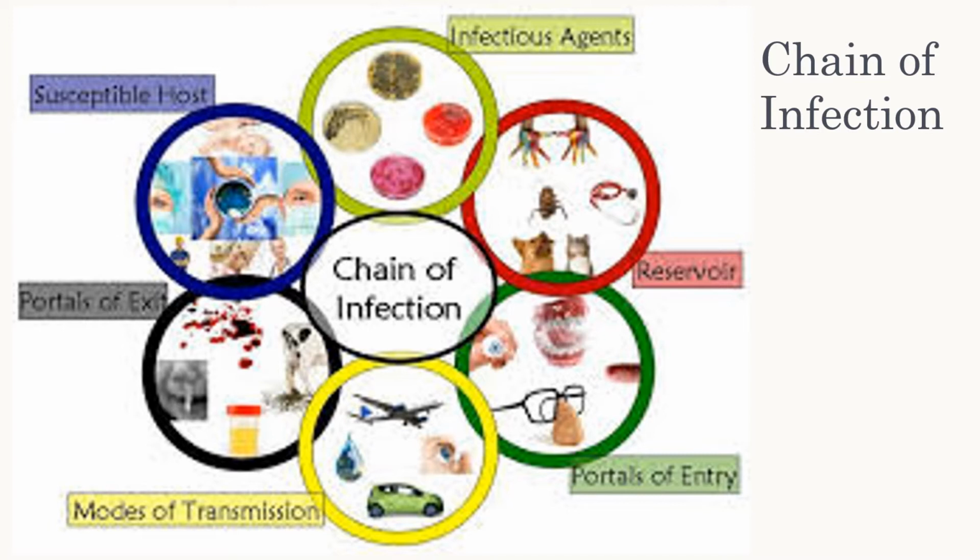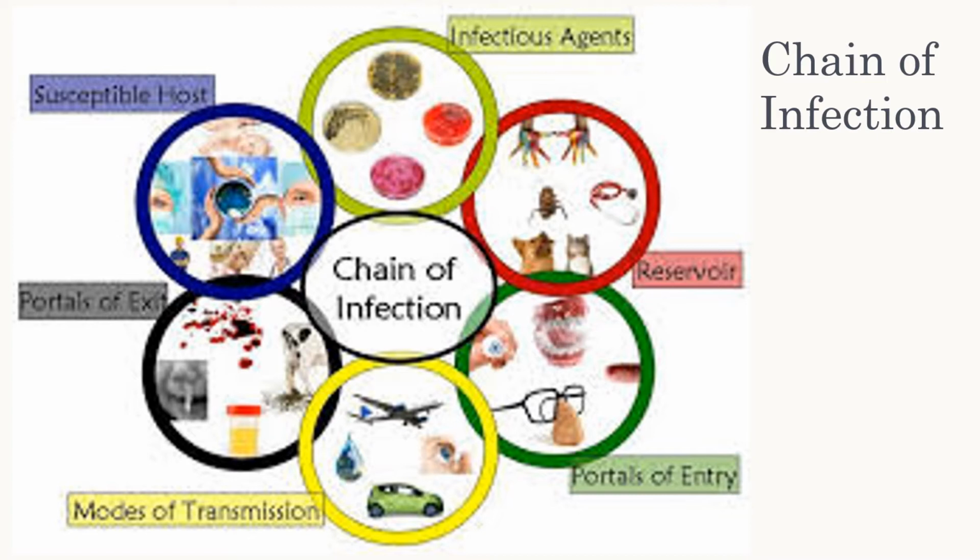Then you have your portal of exit. How does it get out of the body? That's going to be your body fluid. It's going to be blood. It's going to be sputum. It's going to be urine, poop, vomit, anything that carries any microbe out of the body is considered a portal of exit. So when you think about that, your portal of entry is almost the same as your portal of exit, except with your portal of exit, you've got that little bit of a carrier, such as the body fluid.